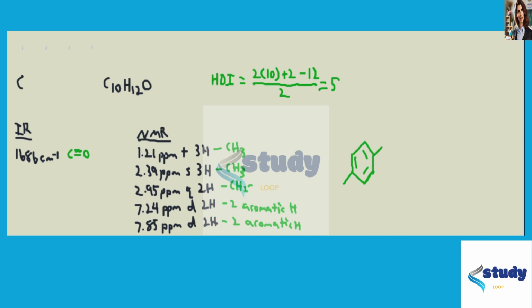And so the only way to put this together so that it makes sense is going to be to put our ketone right here next to the ring. And then here's our methylene group that the third signal is telling us about. And here is our methyl group that our first signal is telling us about. And so that's the answer to C.